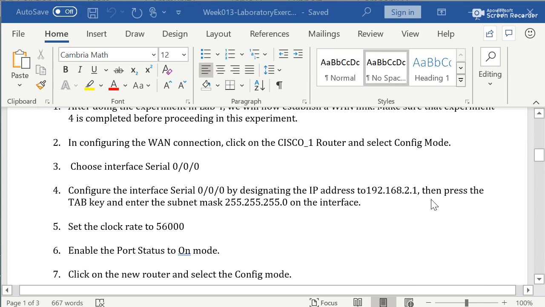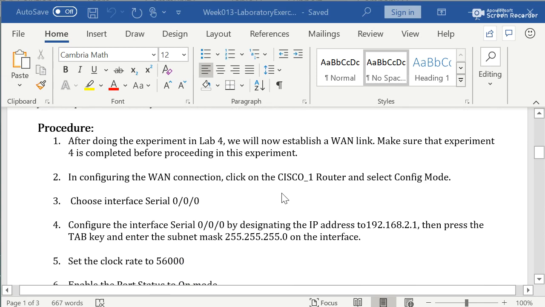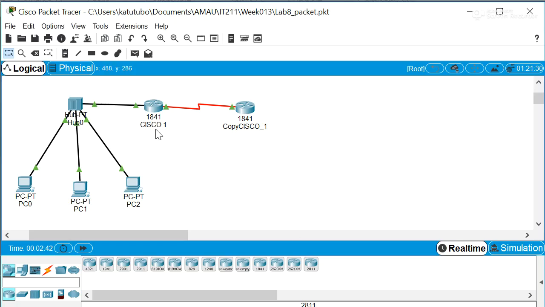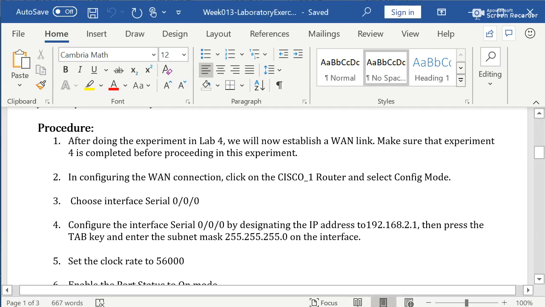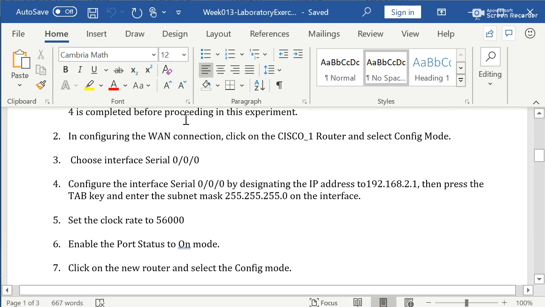Okay, so in this exercise, I was asked to open my lab 4 activity. So this is my lab 4. Then I need to configure my Cisco 1 router using this configuration on serial port 0. The IP address is 192.168.2.1, set the clock rate to 56,000, and I need to enable the port.